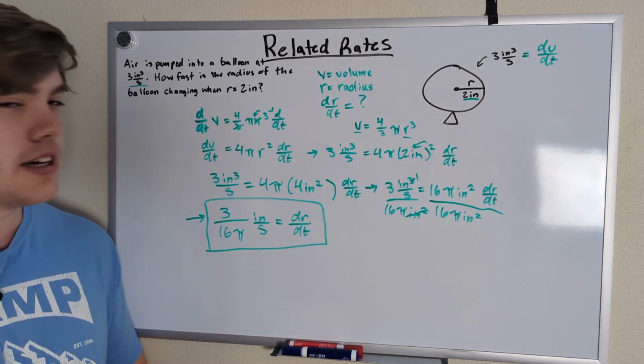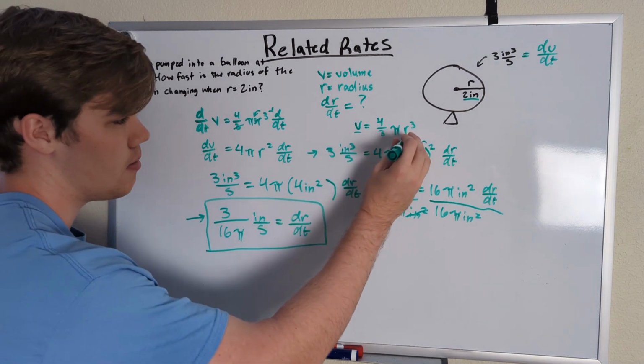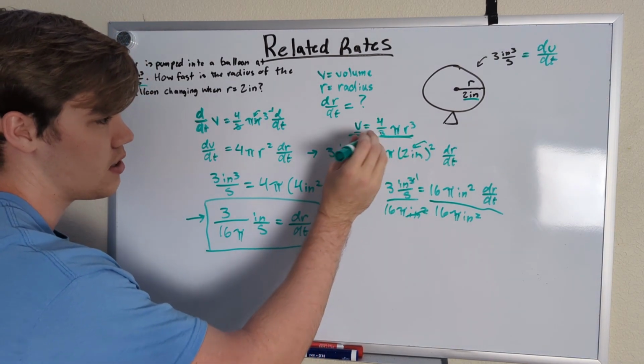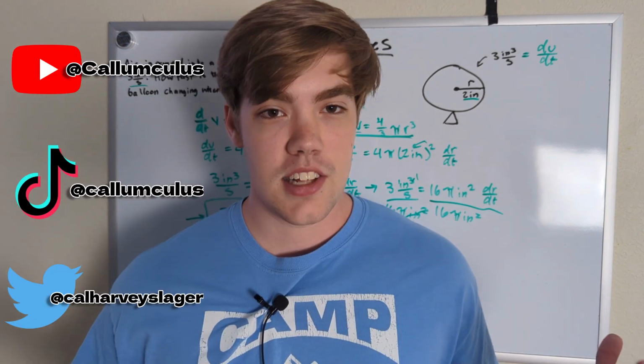So that's related rates when it comes to something spherical, so be sure to remember that the volume of a sphere is equal to 4/3 pi r cubed. And that's all I got for you guys today.